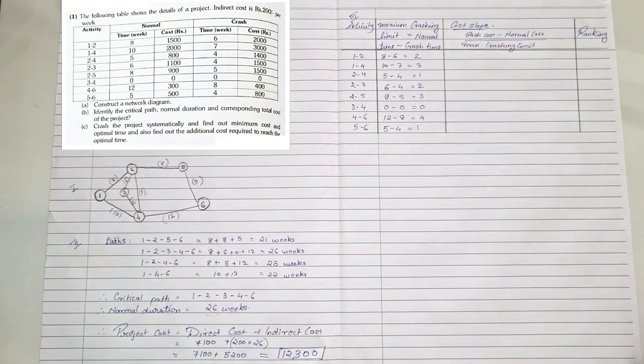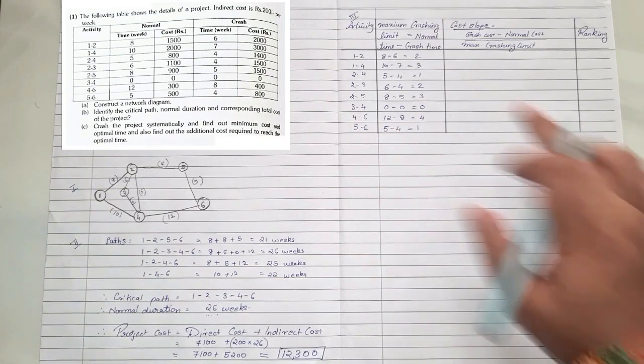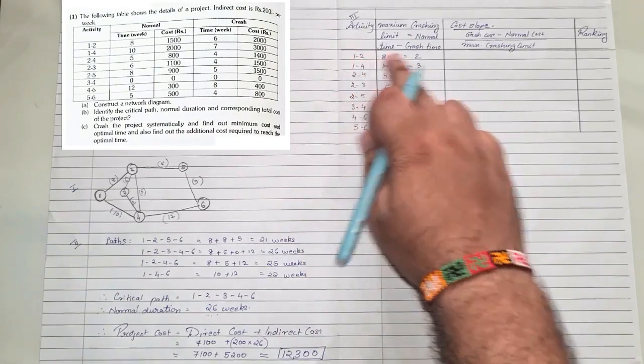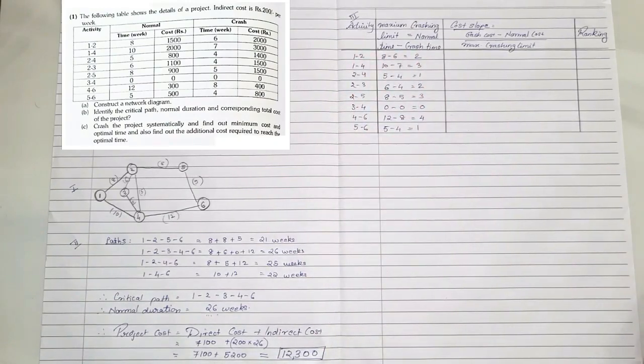The meaning of maximum crashing limit is that when we start with the crashing part, these are the number of times each activity can be crashed. For example, 1-2 can only be crashed twice. It cannot go beyond that. So that's a kind of limit. Now we need to get the cost slope, which is crash cost minus normal cost upon maximum crashing limit.